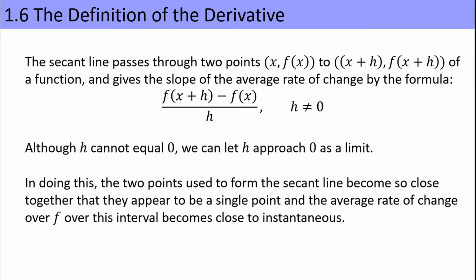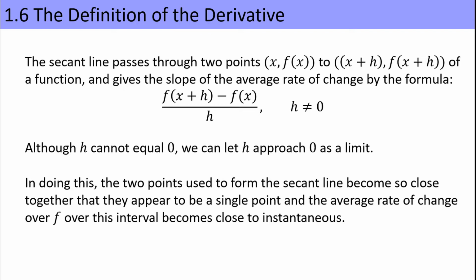The secant line passes through 2 points, (x, f(x)) and (x+h, f(x+h)), of a function, and gives the slope of the average rate of change by the formula, the quantity f(x+h) minus f(x), all divided by h, provided that h does not equal 0. Although h cannot equal 0, we can let h approach 0 as a limit.